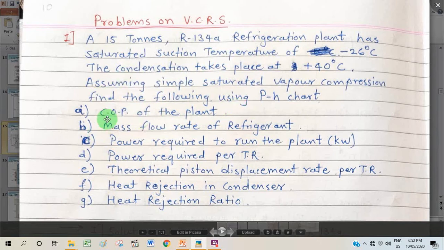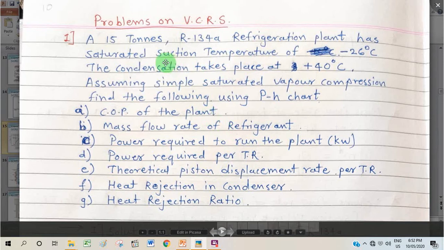Let's see. We have to find the COP of the plant, mass flow rate of the refrigerant, power required to run the plant in kilowatts, power required per ton of refrigeration, theoretical piston displacement rate per ton of refrigeration, heat rejection in the condenser, and heat rejection ratio. Okay, now let's get to the solution part.